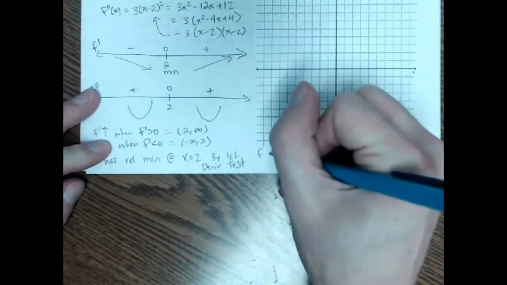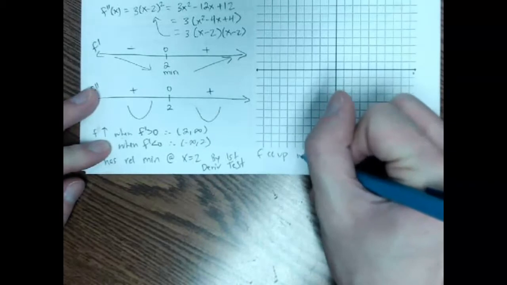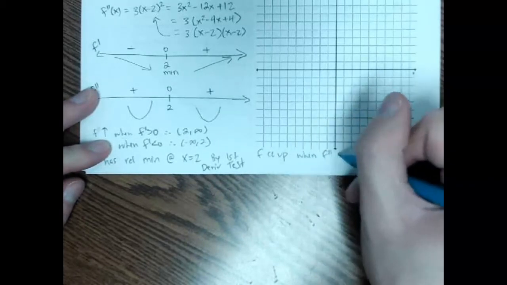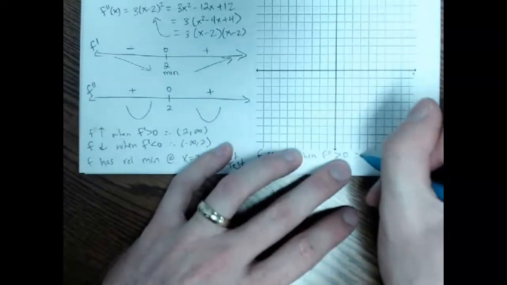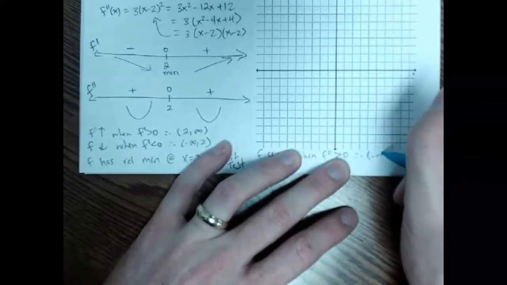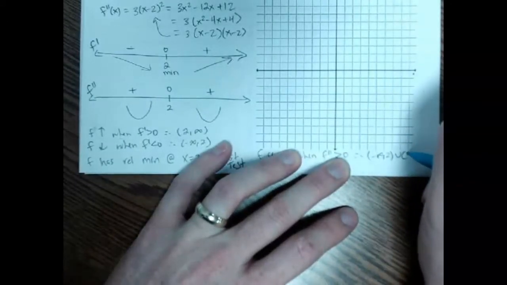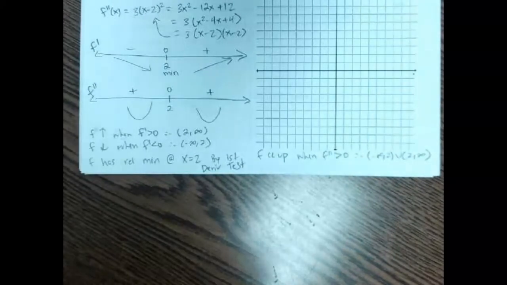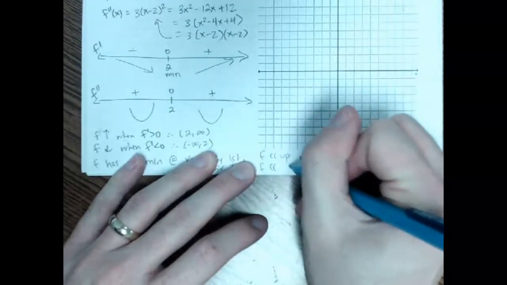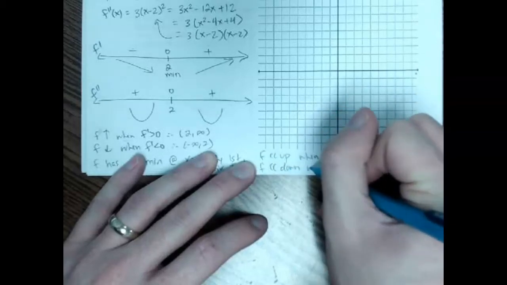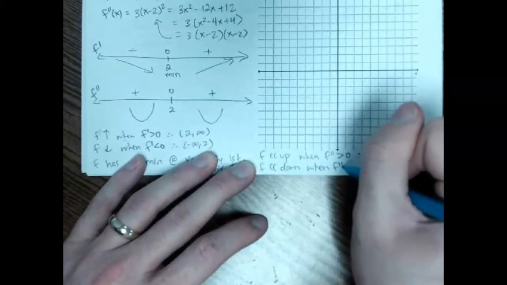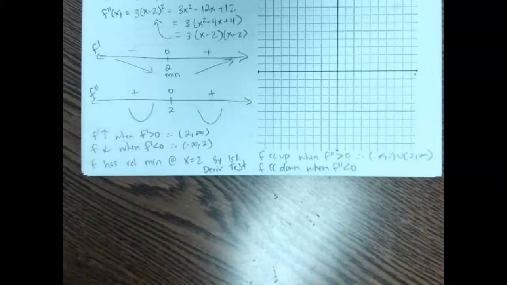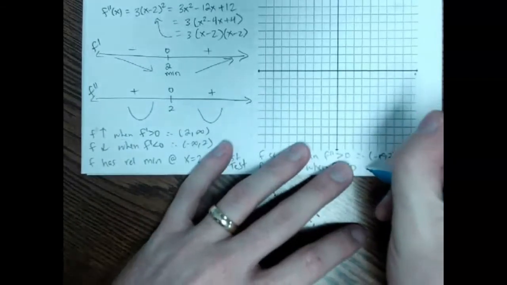F is concave up when your second derivative is positive. So that was everywhere to the left of 2 and everywhere to the right of 2. And then F is concave down. I really should space these notes out a little bit better. Oh well. F would be concave down when the second derivative is negative, so that would be nowhere.